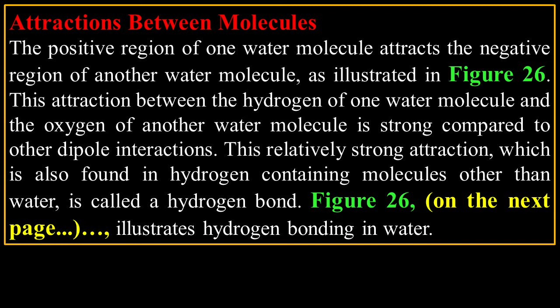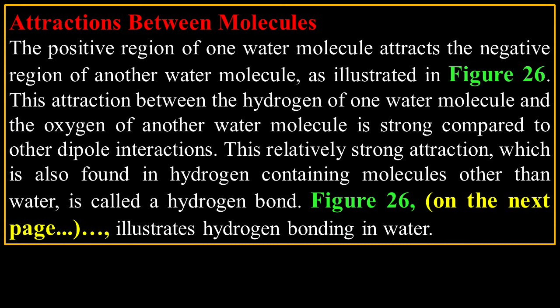The positive region of one water molecule attracts the negative region of another water molecule, as illustrated in Figure 26. This attraction between the hydrogen of one water molecule and the oxygen of another water molecule is strong compared to the other dipole interactions. This relatively strong attraction, which is also found in hydrogen containing molecules other than water, is called a hydrogen bond. Figure 26 on the next page illustrates hydrogen bonding in water.